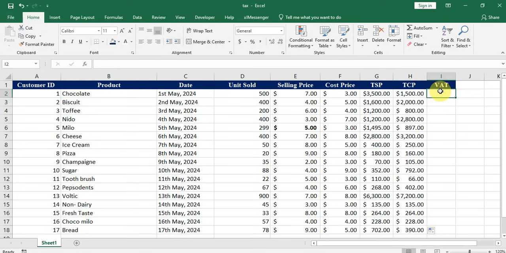Now the value added tax will be 5% of the selling price. Do not be confused. We bought the chocolate from the factory at a price of 3 cedis, and then we came to sell it.